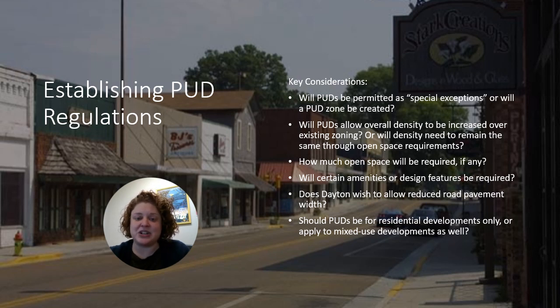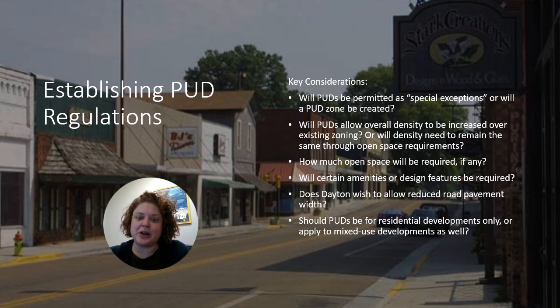The second consideration is with respect to density. Will PUDs allow overall density to be increased over existing zoning, or will density need to remain the same throughout open space requirements? This points to an important difference between traditional cluster developments and more modern PUDs, which tend to have higher density throughout the entire development. Which direction a city takes depends on their needs. Is the infrastructure able to handle more density, or should the PUD regulations allow for more flexibility in design, but not allow for increased density in that zone?